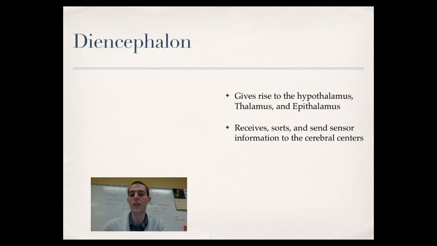It receives and sorts and sends sensory information to the cerebral centers. So when sensory information comes in about temperature or things you're seeing or hearing or feeling, that's going to go through the diencephalon, and then it's going to be sorted out and sent to different centers of the cerebrum. It contains the body's thermostat and the biological clock. We'll talk about those in a little bit.